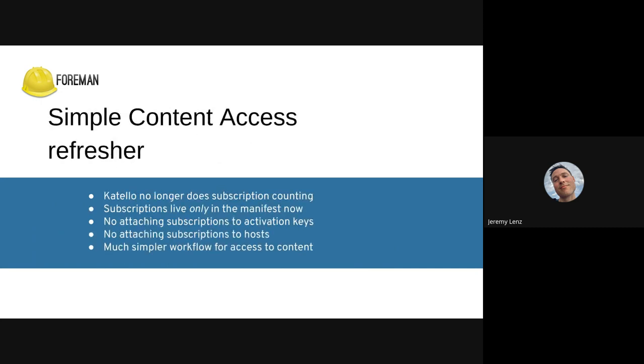So just a quick refresher on what SCA is. Bottom line is Katello no longer does subscription counting for you. Subscriptions live only in your manifest now. You're not going to see them anywhere else. There's no need to attach subscriptions to activation keys or hosts. And overall, I think it's just a much simpler workflow for access to content.